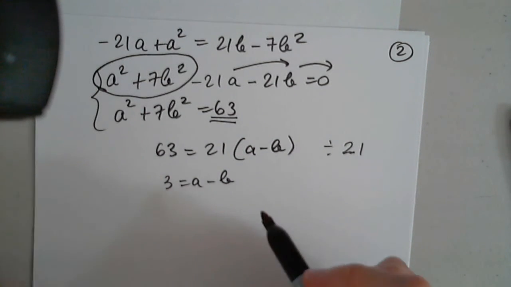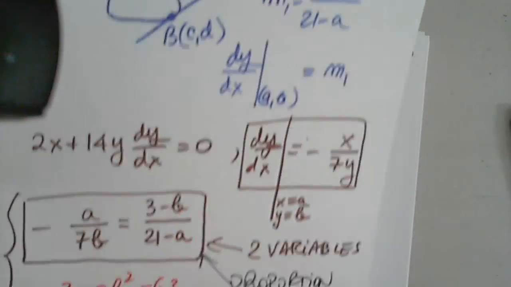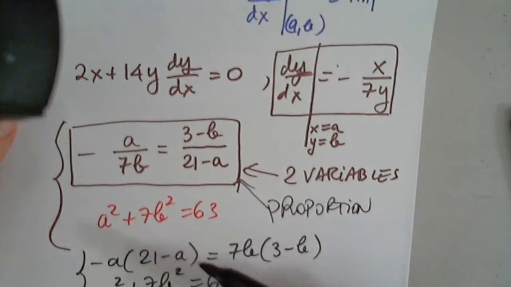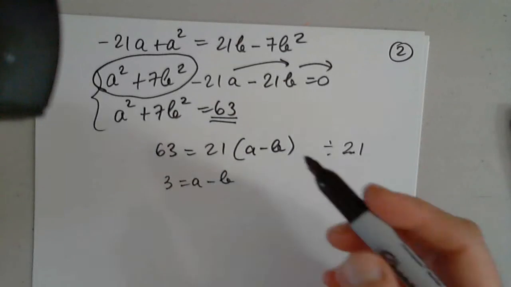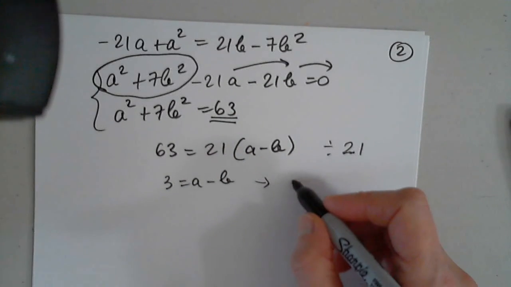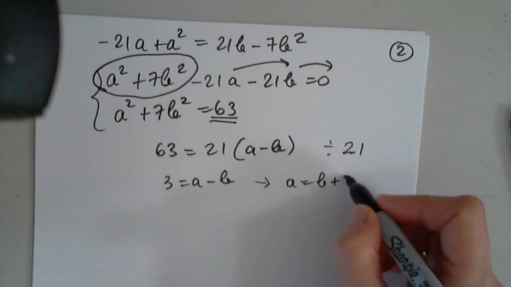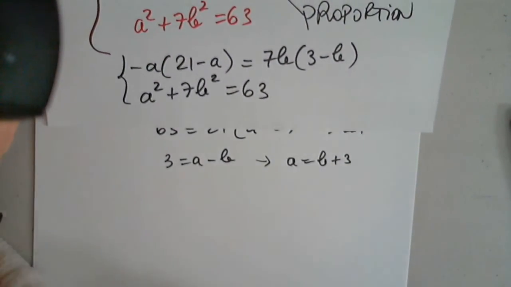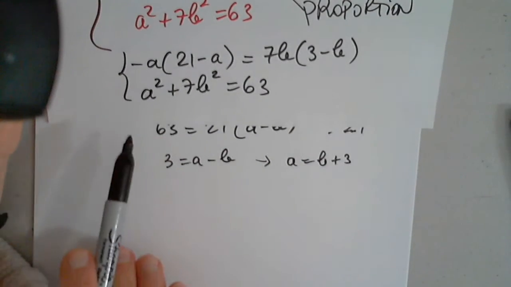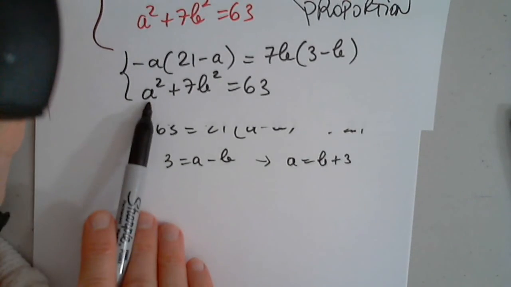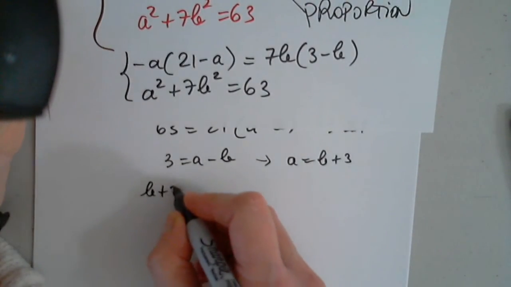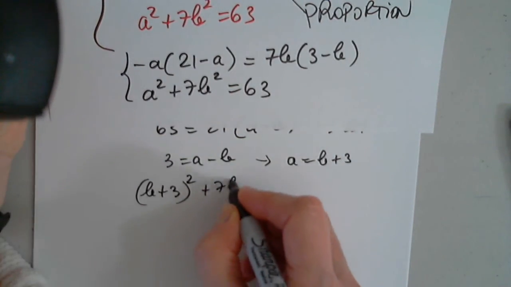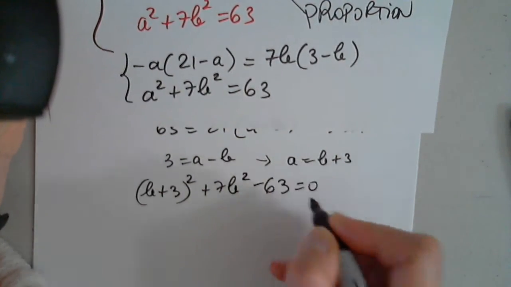Okay, so this is really nice, but it doesn't give me... Okay, so then from here, if I say a equals b plus 3, okay, fine. And I thought I would be able to get rid of more stuff, but I can't. So that's fine. So I'm going to replace it here. So I have b plus 3, everything squared, plus 7b squared minus 63 equals 0.